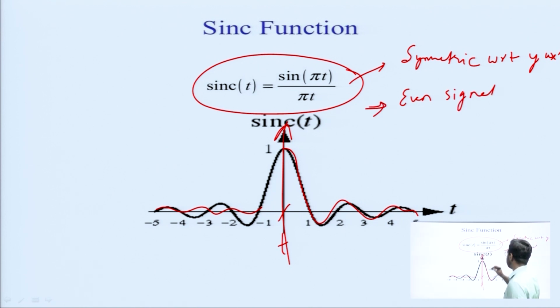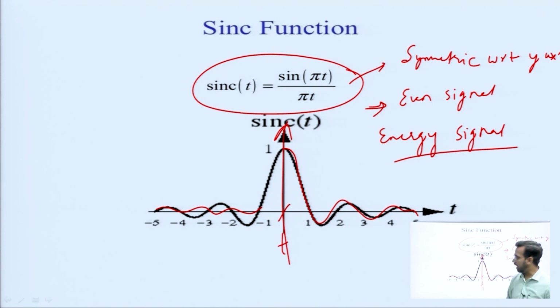Also, we have studied the classification of signals: basically three types, that is, energy signal, power signal, or neither energy nor power signal. So, if you try to classify this signal, what type of signal is it? Energy signal. How can we say it is an energy signal? Any signal which has decaying magnitude, decreasing with respect to time, comes under the category of energy signal.